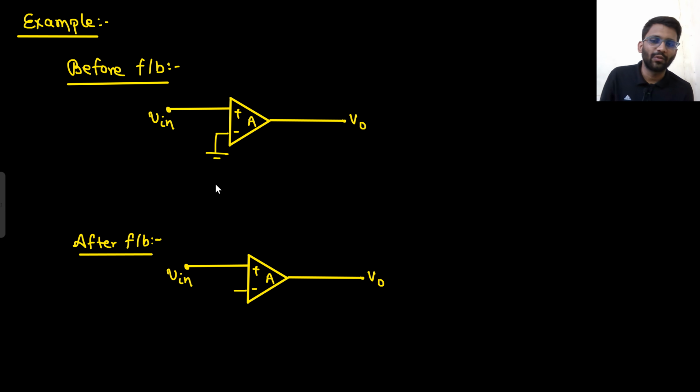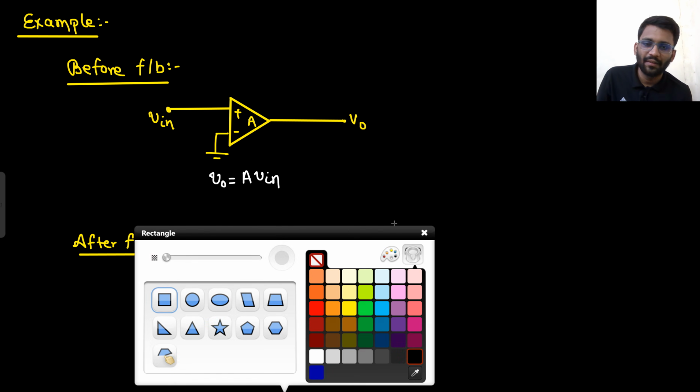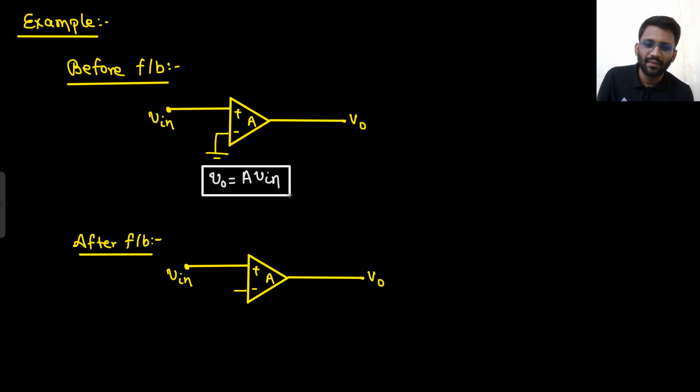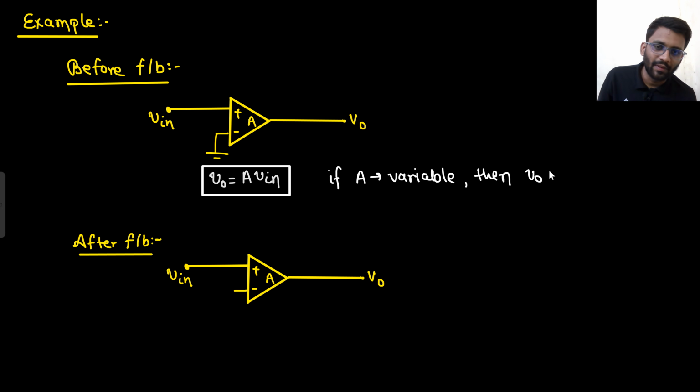So this was our op-amp. So what will be your output here? V naught will simply be A V in, right? If A is variable, then V naught will also be variable, and this is not what you want.